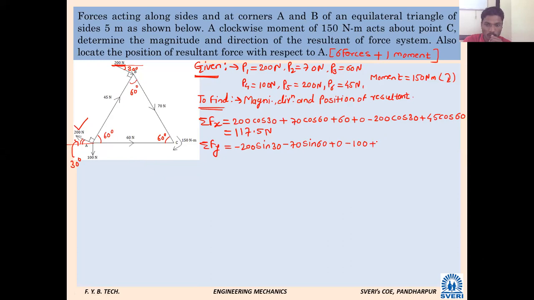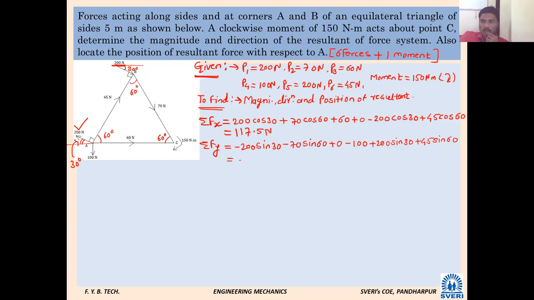Okay, so what will that be? 200 sin 30. Is anyone remaining? Yes, 45 is remaining. Plus or minus? First quadrant, so plus 45 sin 60. Calculate and tell me this value. Very carefully give input to the calculator and let me know what that value is.